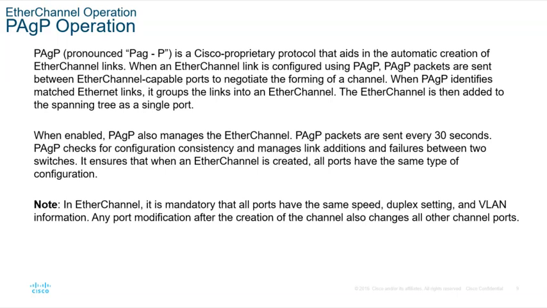The packets are sent every 30 seconds, check for configuration consistency, and manage link additions and failures between the two switches. It ensures that when the Etherchannel is created, all ports have the same type of configuration. So once it's configured, every 30 seconds it keeps on updating because it's point to point. They keep on exchanging messages, and that information is for checking the consistency.